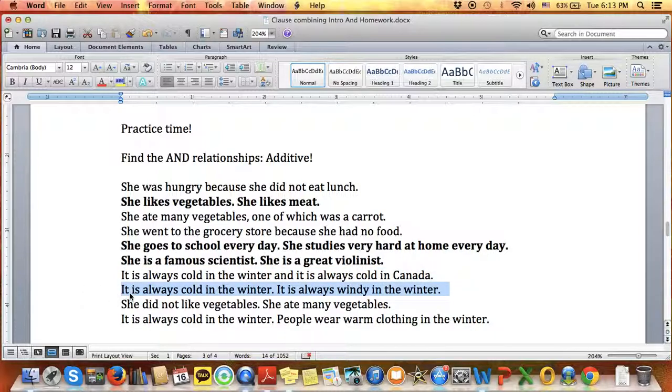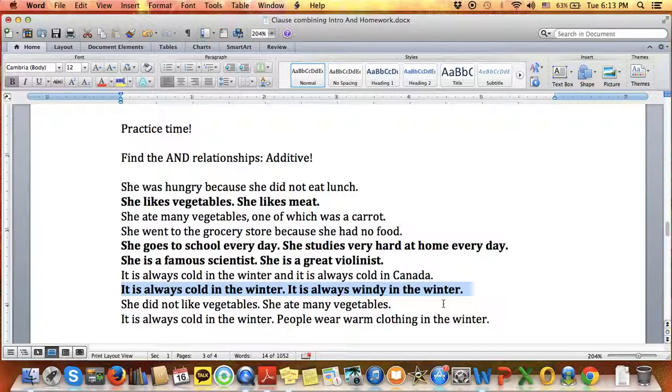Then we get this. It is always cold in the winter. It is always windy in the winter. Ding, ding, ding. Aha. In this case, it's very clear. We have one area of focus here, winter, winter. And then we have two attributes of it, windy and cold. Because of that, it's very easy to put these two together. It's clear that we've got an and relationship.